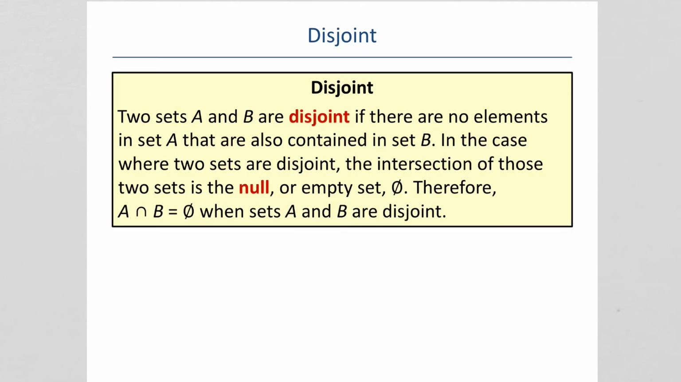Two sets A and B are disjoint if there's no elements in set A that are also contained in set B. They don't share any elements. They're disjoint. In this case, where two sets are disjoint, the intersection of those two sets would be the null set because they don't contain anything.